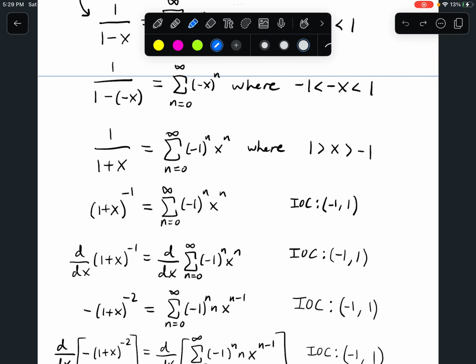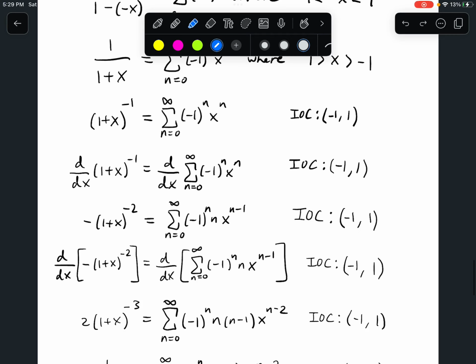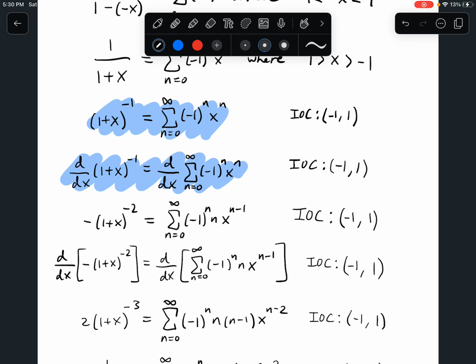All right, so let's keep going. Now, we need to know an important property of differentiation. So if you have a power series, like here, and you differentiate both sides, now the interval of convergence may change. So if the interval of convergence was something like this, let's say it was -5 to 5.